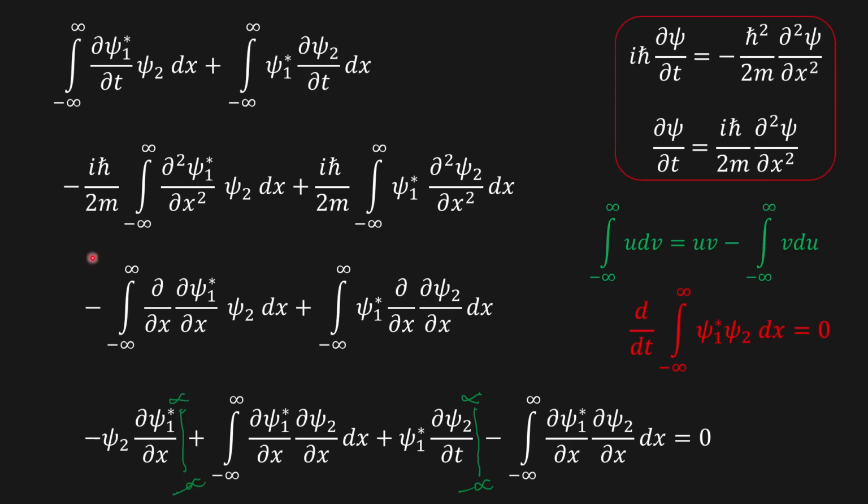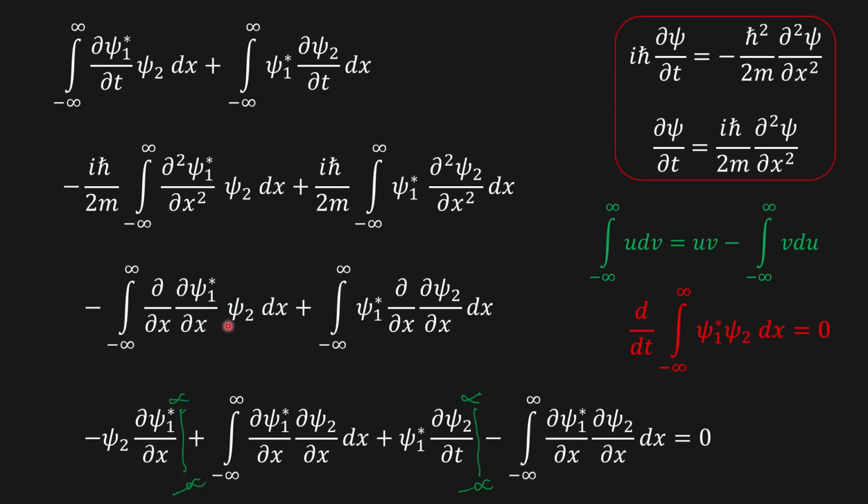Now take this minus. The second order partial derivative becomes d by dx of d psi 1 star over dx, and psi 2 remains as it is. Similarly, here I write the second order derivative as d by dx of d psi 2 over dx2. So this is how I have split the integral.